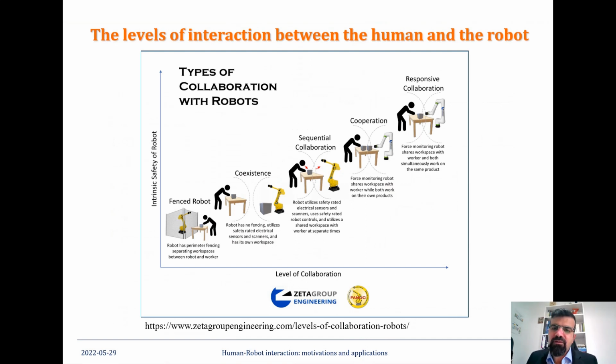And then if we move another step, we will see the cooperation stage where the human and the robot share the workspace and time. However, in this case, they don't share the task or the item that they interact with. And if we want the ultimate collaboration, then it's the far right side of the figure where we have the responsive collaboration. In this case, both the human and the robot share the same workspace, they share the time, and also they share the tasks, so they interact directly with each other.